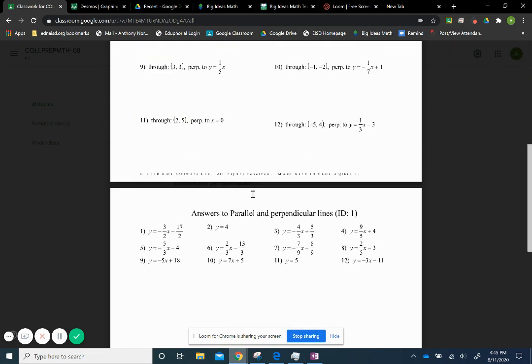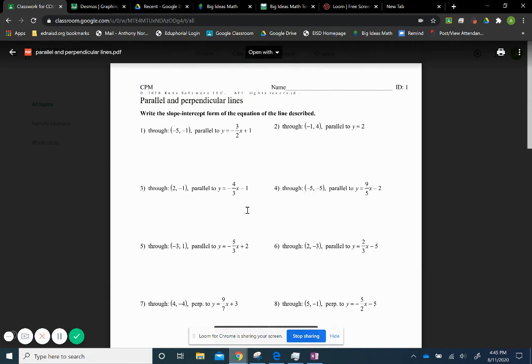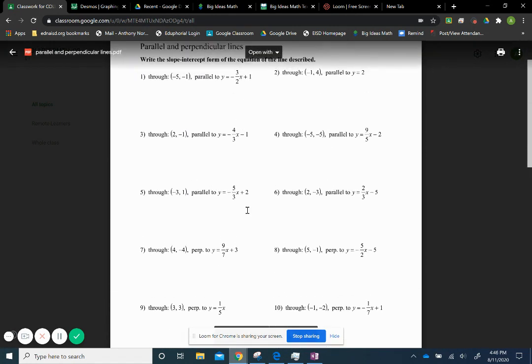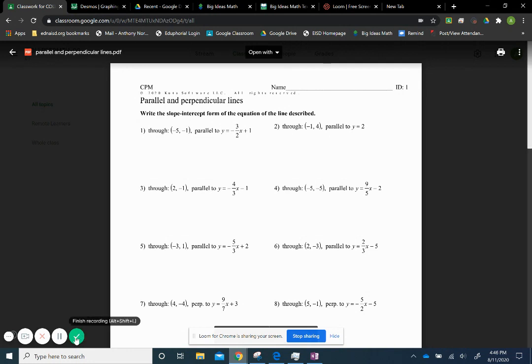So please work on finishing the rest of these. Make sure you put the work inside of your composition book, and then you send a picture of that to me. As always, I'm available for questions.